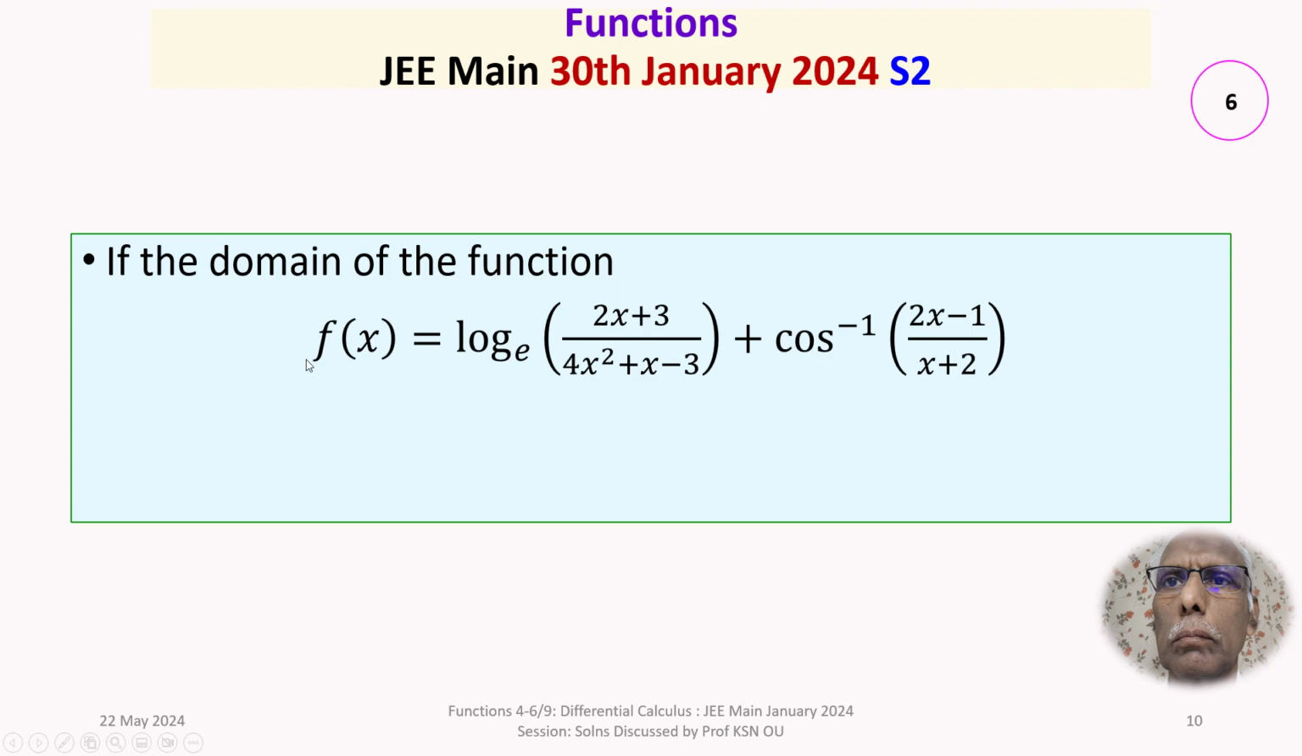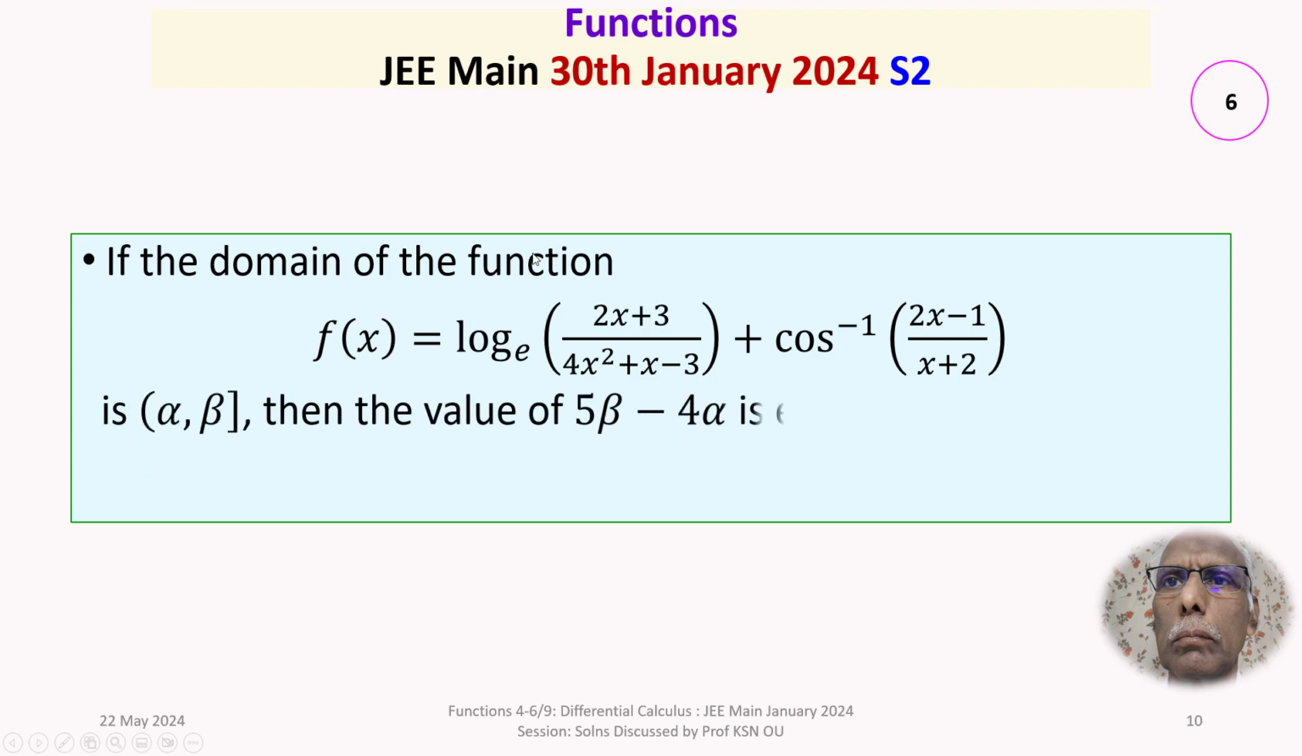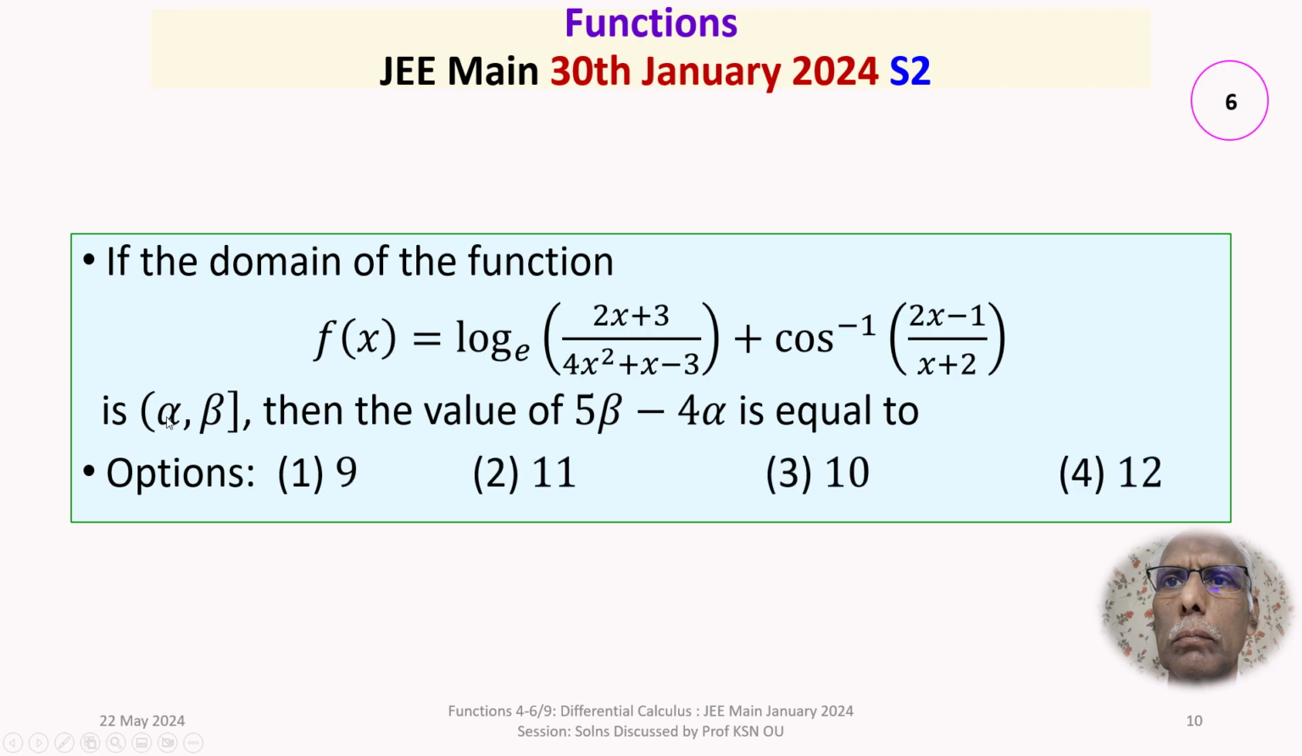So, we are given f(x) and you have to find the domain of this function. The domain of this function is given to be the semi-closed interval (alpha, beta]. Then we are required to find the value of 5 beta minus 4 alpha. And we are given 4 options.